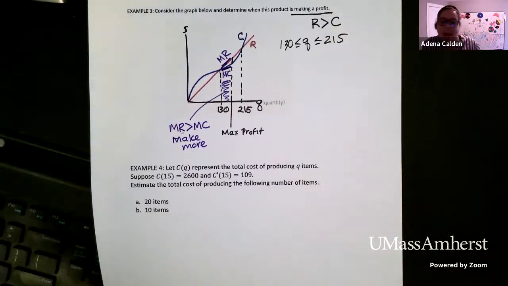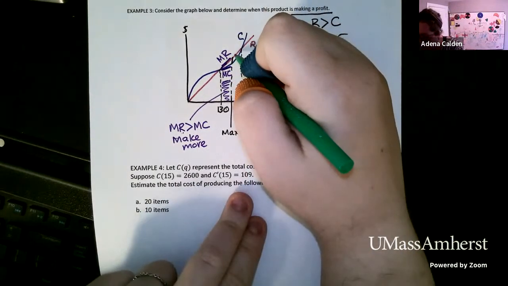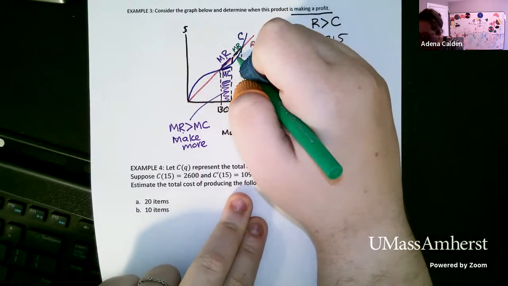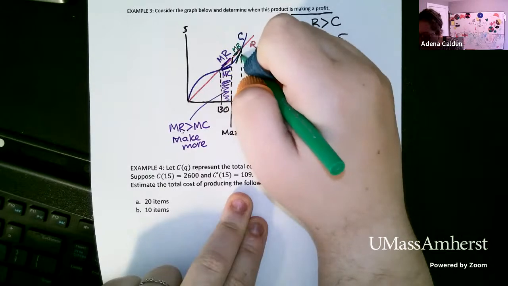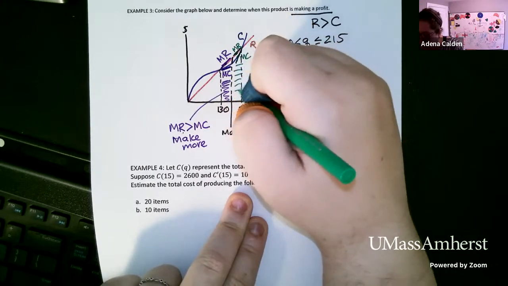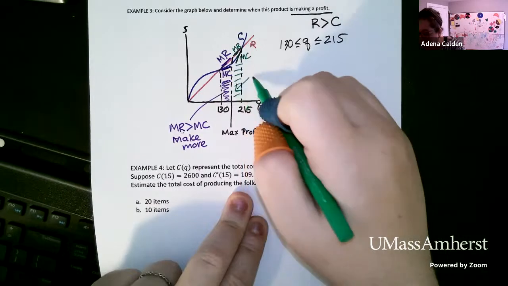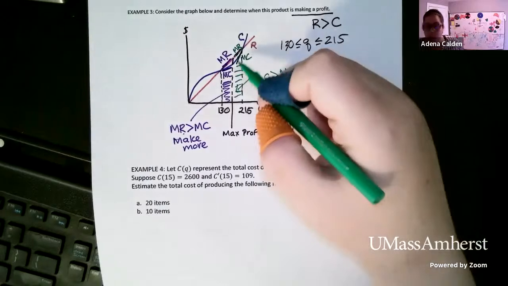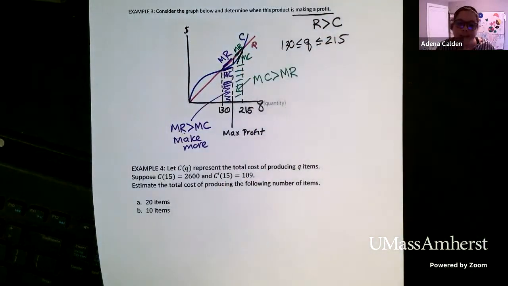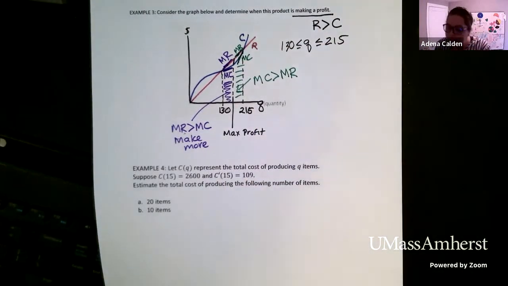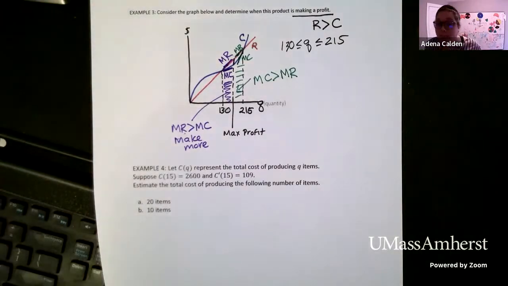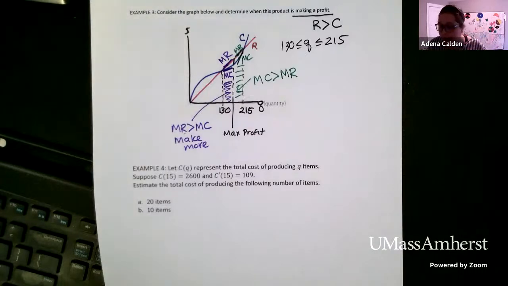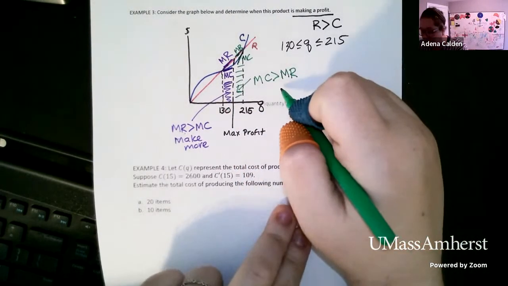When you are over past the max profit and you think about marginal revenue and marginal cost, what you will notice is that over here, marginal cost is greater than marginal revenue. So the slope of the marginal cost line is steeper than the slope of the marginal revenue line. That means that marginal profit is going to be negative, that you are not making additional profit being over here. So we do not want to make more.